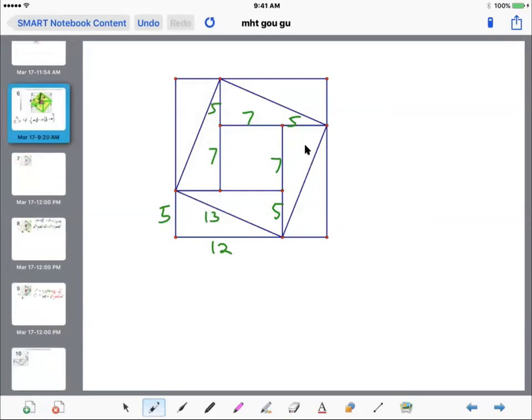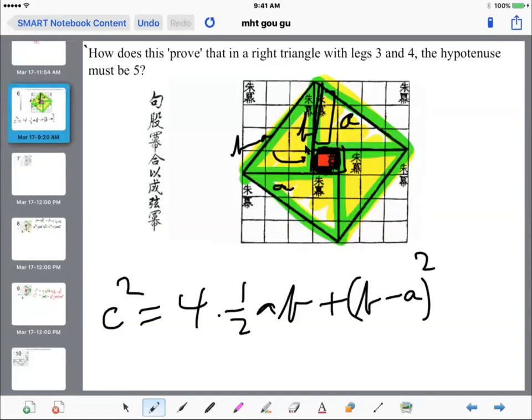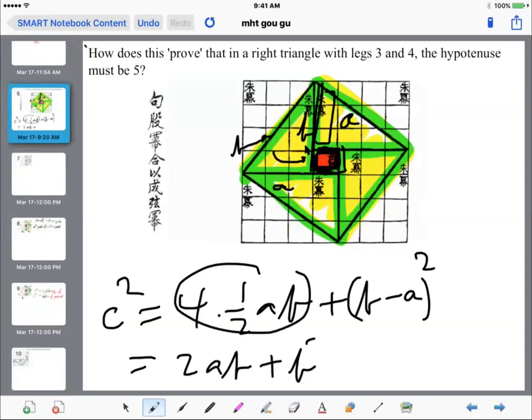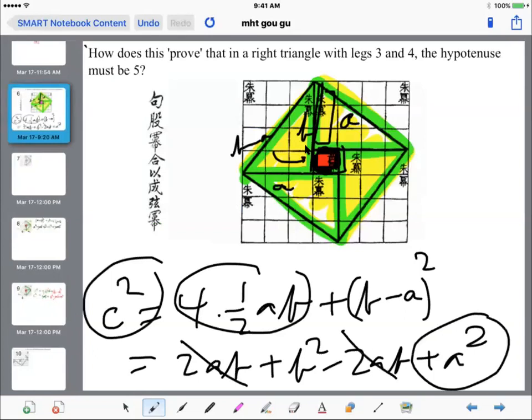The important thing about this, though, is that if you were to simplify this, 4 times 1/2 AB is 2AB, and B minus A squared is B squared minus 2AB plus A squared, and then the 2ABs cancel out, and again we get C squared equals A squared plus B squared.